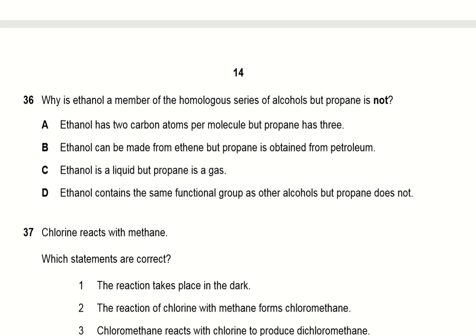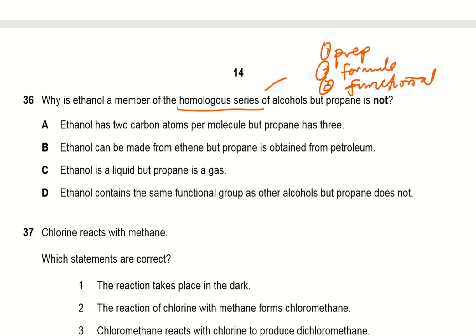Okay, why is ethanol a member of the homologous series of alcohol but propane is not? Characteristics of homologous series: they have a general method of preparation, they have the same general molecular formula, and members of the same homologous series will have the same functional group. Very important, they have the same functional group.